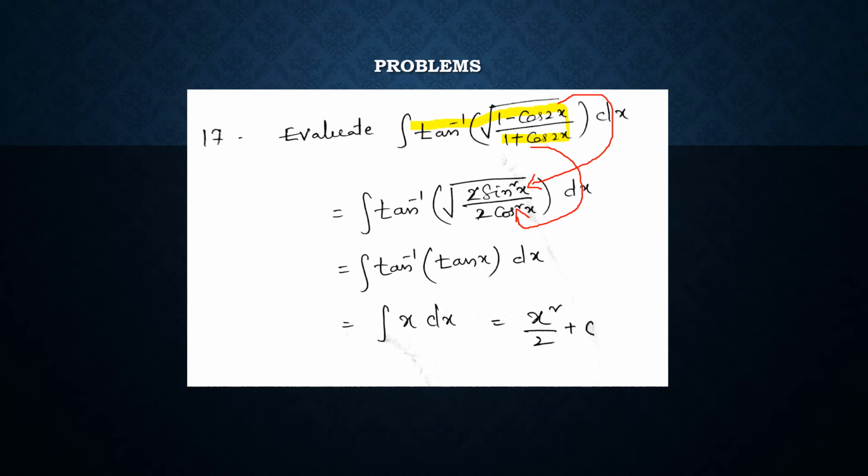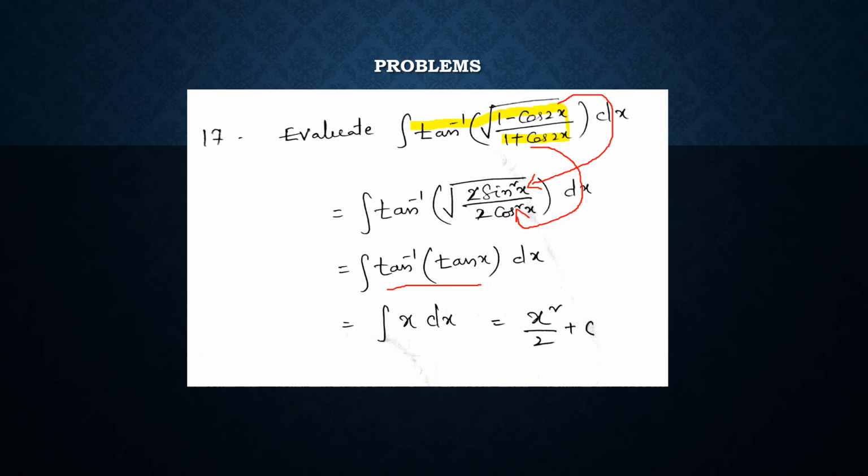By using that, we can write it as integral tan inverse of square root of 2 sin square x by 2 cos square x dx. That becomes tan inverse of square root of tan square x dx. Square root of tan square x is tan x. So that is tan inverse of tan x dx.